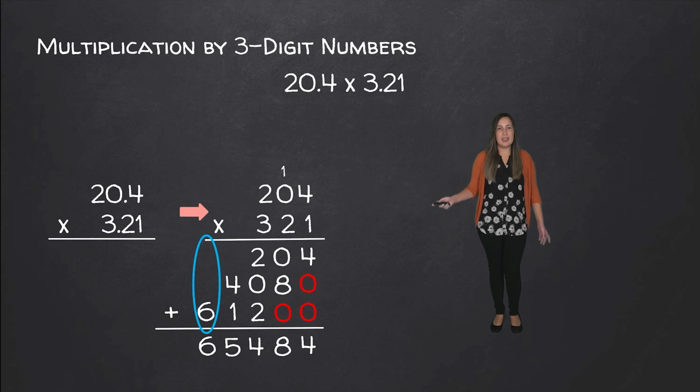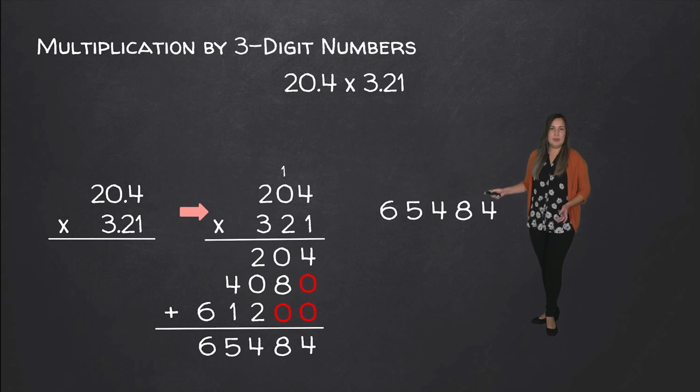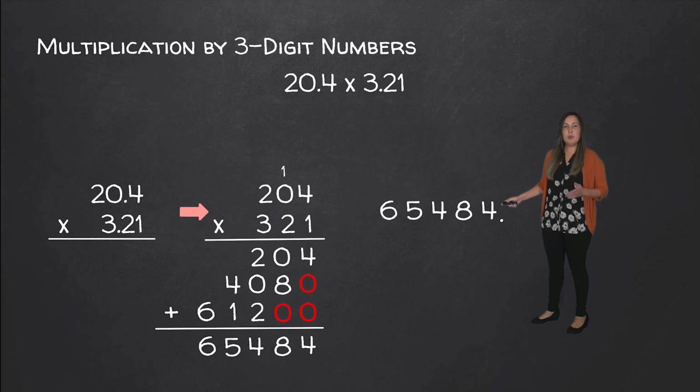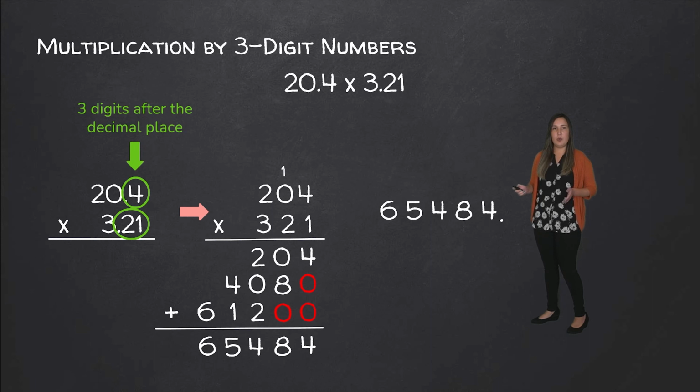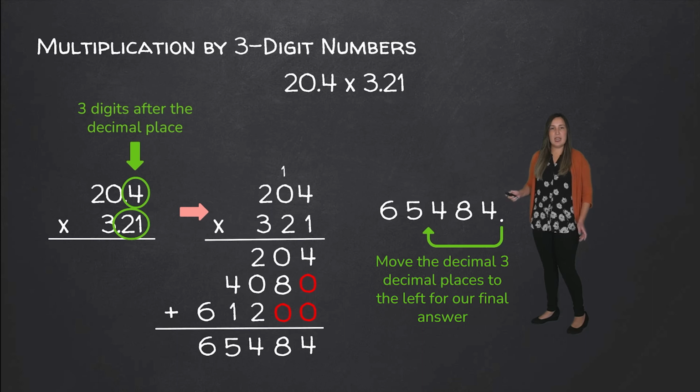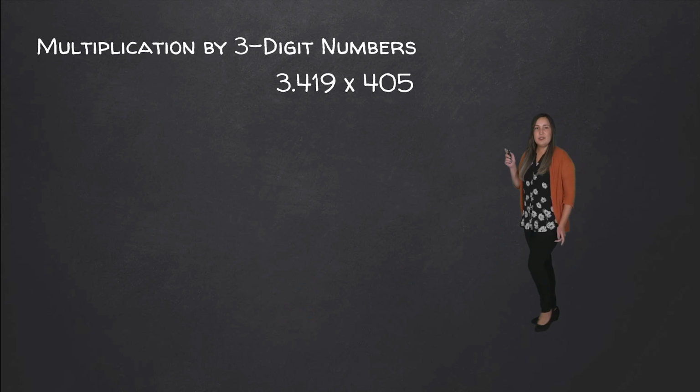So, once we're done multiplying, remember that that answer isn't for our original problem because we took the decimals away. So we're going to take that bottom value, rewrite it, and put a decimal point at the end of it. And then we're going to look at our original problem and ask ourselves, how many digits do we have after decimals here? So here we have 3 digits in total after the decimal place. And so we're going to take this decimal and move it 3 decimal places to the left in order to get our final answer. So that means that 20 4/10 times 3 21/100 is equivalent to 65 484 thousandths.